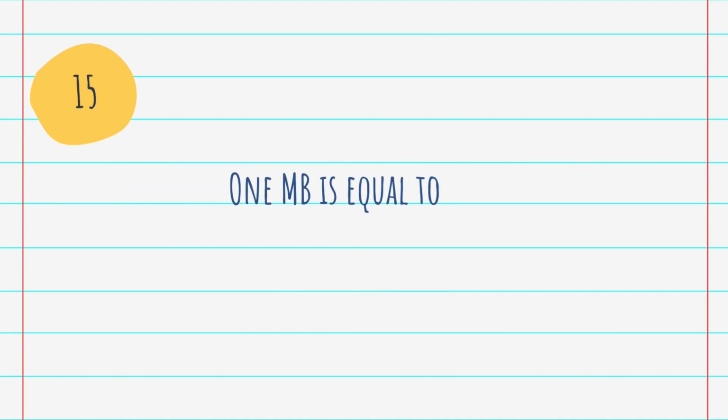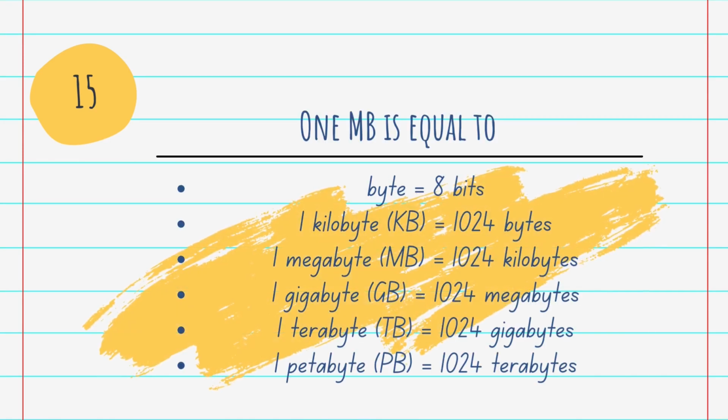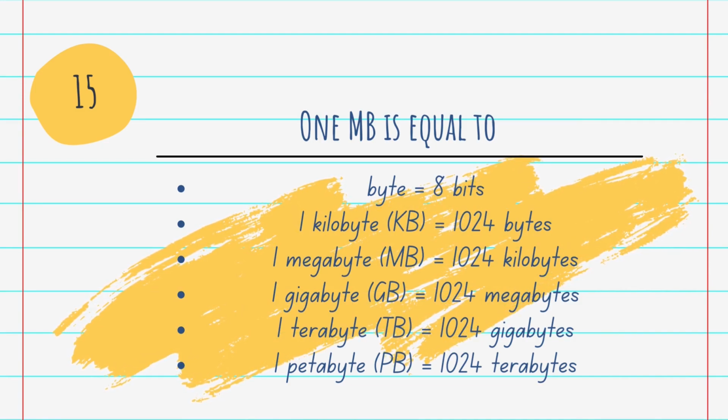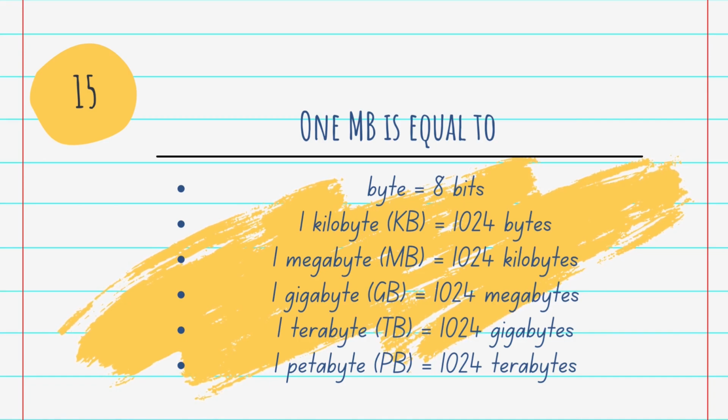Question number 15. 1 MB is equal to? Answer is 1024 kilobytes. As we have seen in the previous video, basic questions, the smallest piece of data is the bit and the data will be transformed to its binary form.